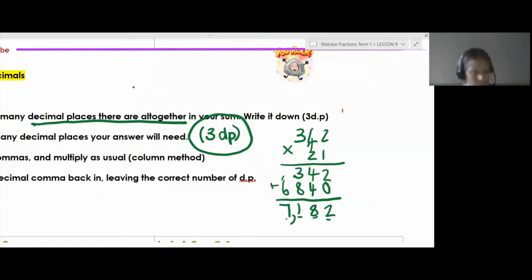Okay, so first I look to see how many I need altogether in the beginning. Then I forget about my comma completely. I work out my times sum. And then I look to see how many I need. I needed 3, so I count from the back, and I go 1, 2, 3, and I put in my comma. Okay, and that's how I multiply decimals. As long as you can remember that your answer must have the total number of decimal places, you will be absolutely fine with multiplying. And if you know your times tables, that also helps.